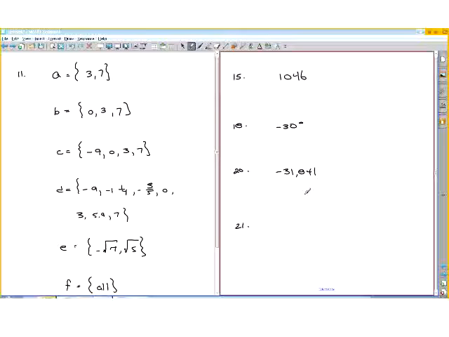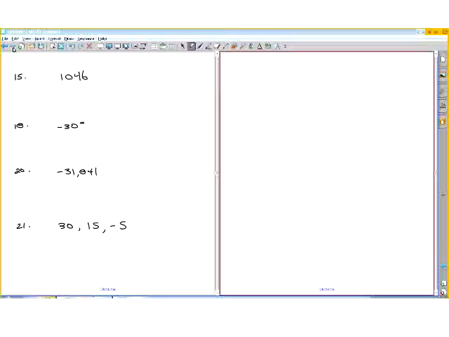And let's do 21. When wind chill speed is 30 miles per hour and the actual temperature is 15 degrees Fahrenheit, the wind chill factor is 5 degrees below 0 Fahrenheit. So we actually have three numbers in that particular problem. We have 30 miles an hour, which is positive. We have 15 degrees Fahrenheit, which is positive because it's above 0. And then the final one is 5 degrees below. So because it's below, we can represent that as a negative number.